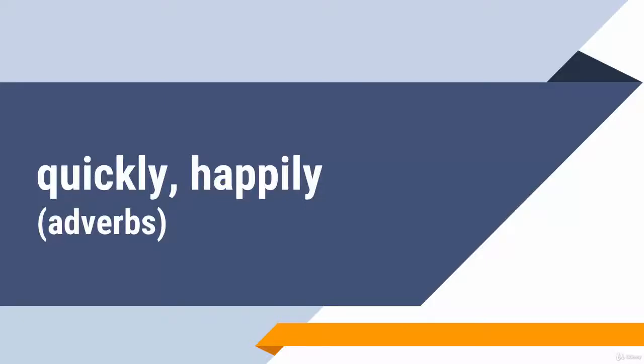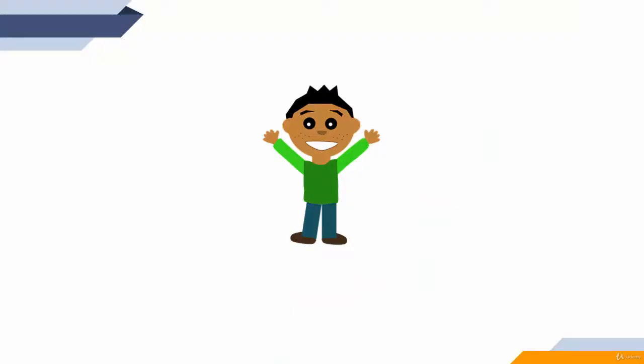Now we know what an adjective is. We know how to form the comparative and the superlative form, and how to use these forms in sentences. The next step is to understand what adverbs are and what the difference between an adverb and an adjective is.